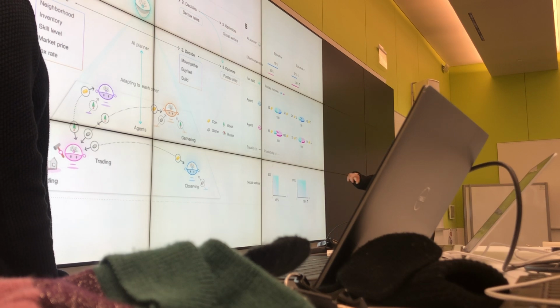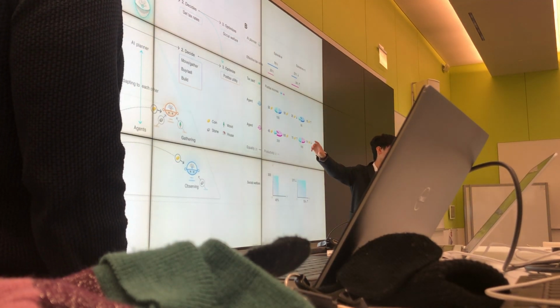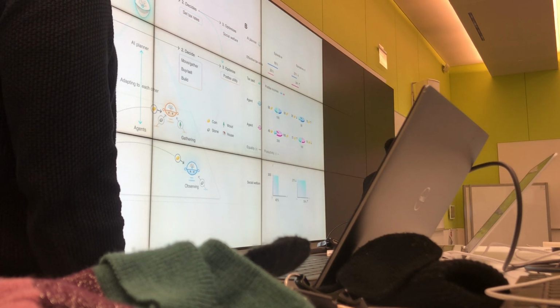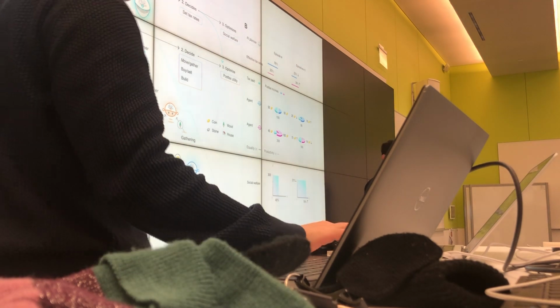And then in between each of these episodes, these two agents will take 100 actions to try to maximize the amount of coins they get, minus whatever linear effort they put in.